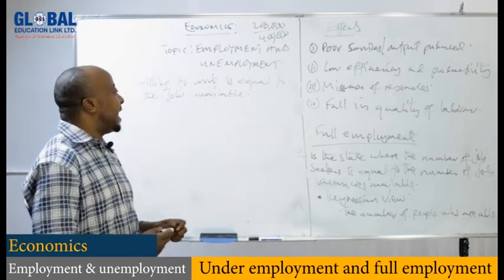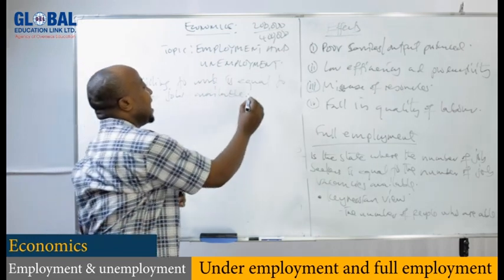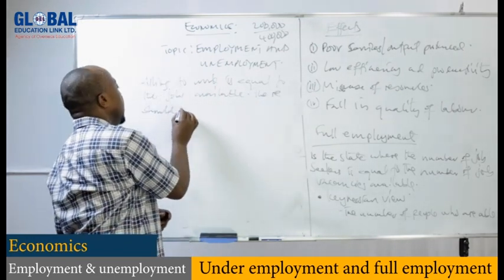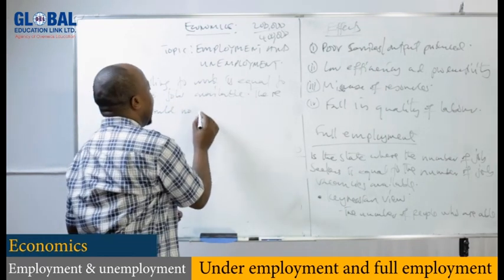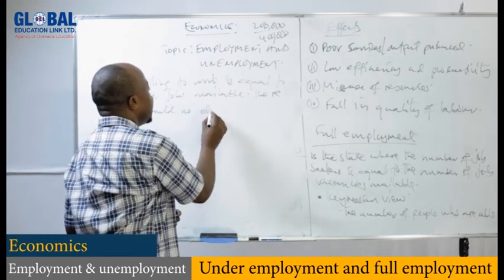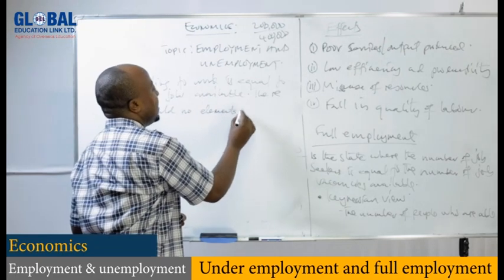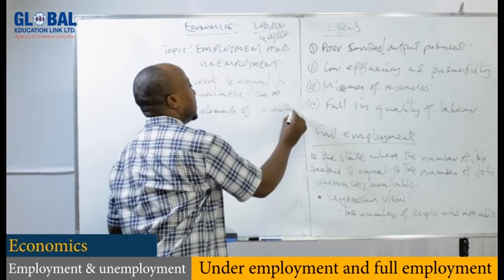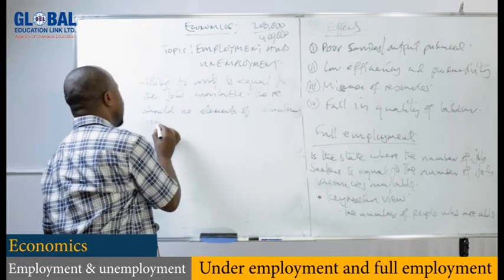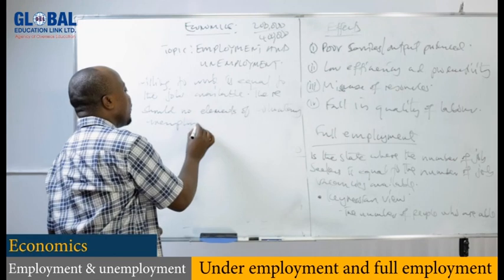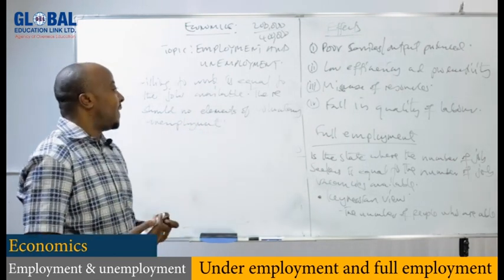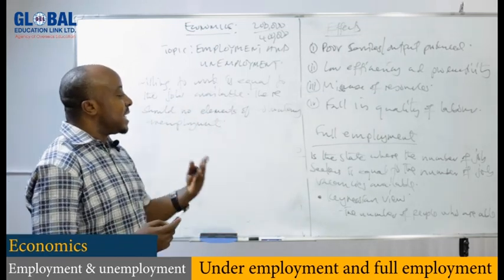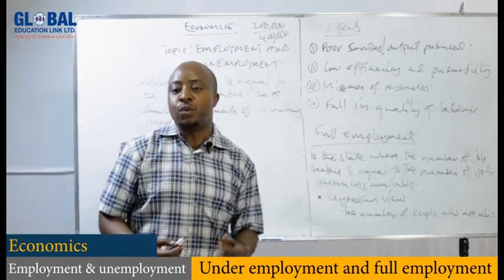What do we mean? It means here, according to Keynes, there should be no element of voluntary unemployment. For this kind of full employment to exist, according to Keynes, the economy should not have voluntary unemployment. Remember, voluntary unemployment is when someone is able but is not willing to work.